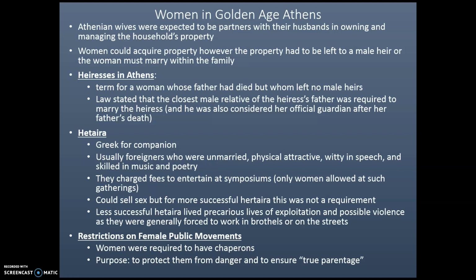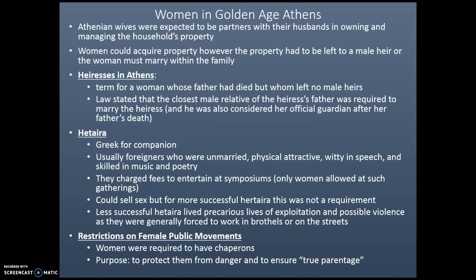An heiress is a woman in Athens whose father had died but left no male heirs. Technically, the closest male relative of the heiress's father is required to marry her, even if it's a family member. And he is considered their father's heir, the guardian. So you see that women are not always given a fair shake here.